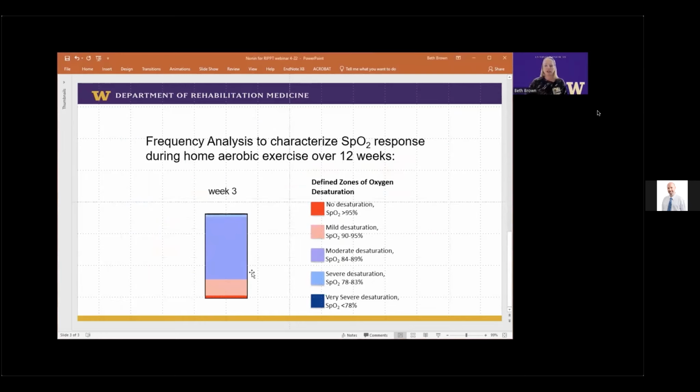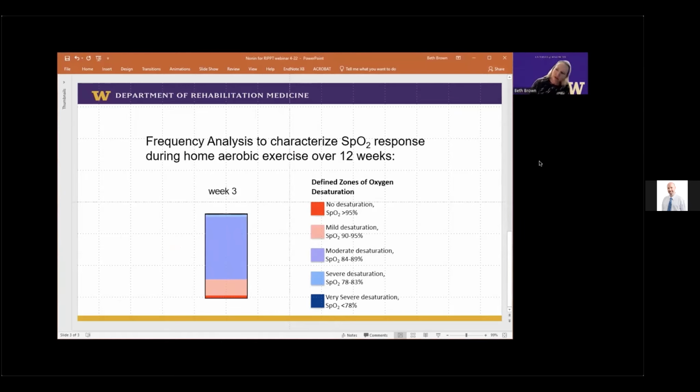So for a patient in an exercise session, or in this case a group of exercise sessions within a week, we could represent how much time they spent in different zones of desaturation in this sort of pie graph frequency analysis, which gives us a nice look at the data.